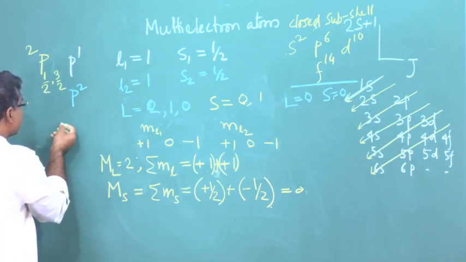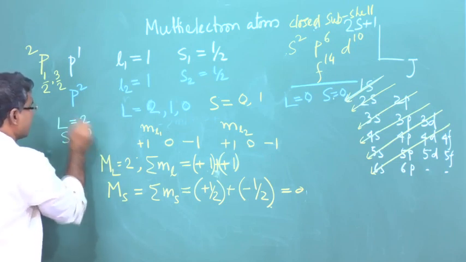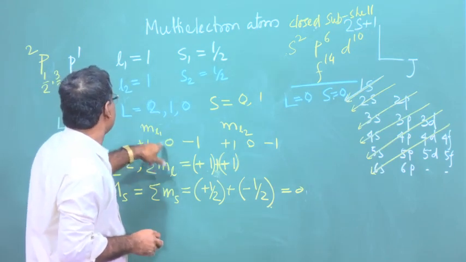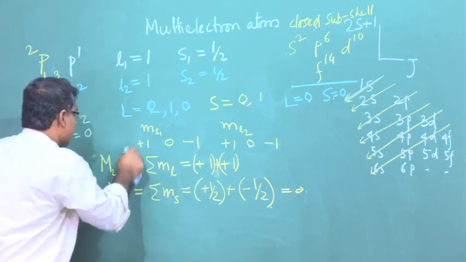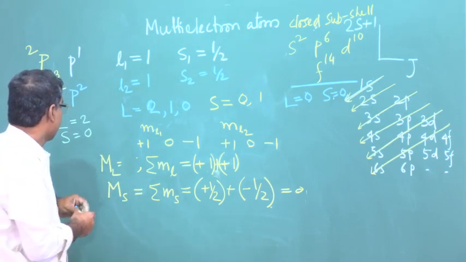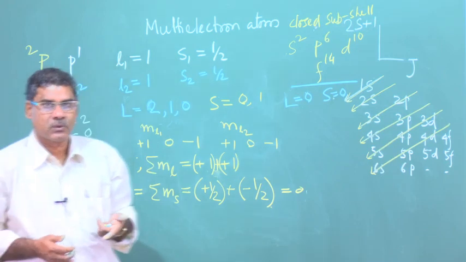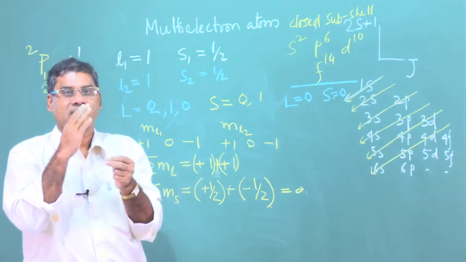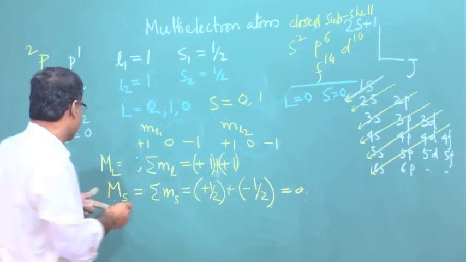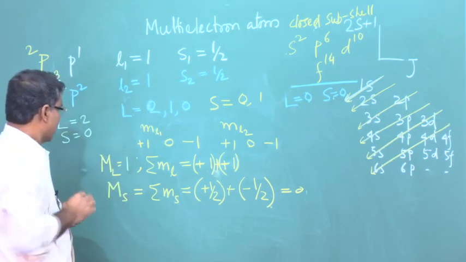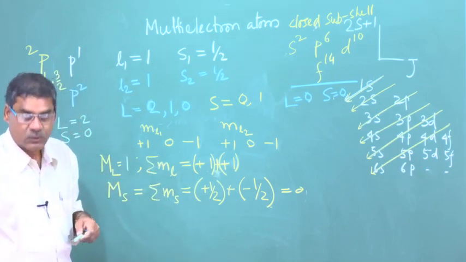So, for this case, one case I got L equal to 2, then S equal to 0. Okay. So, then second one I can choose L equal to 1. So, when L equal to 1, maximum Ml will be plus 1, 0, minus 1. So, maximum Ml is plus 1. So, sum over Ml to get 1.